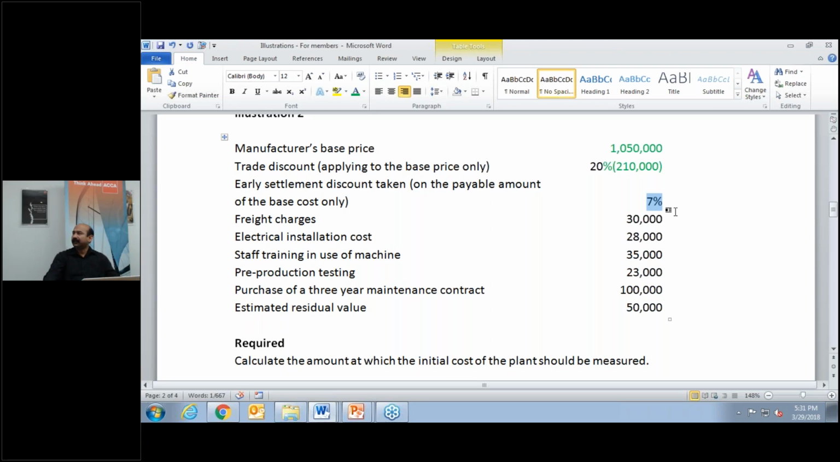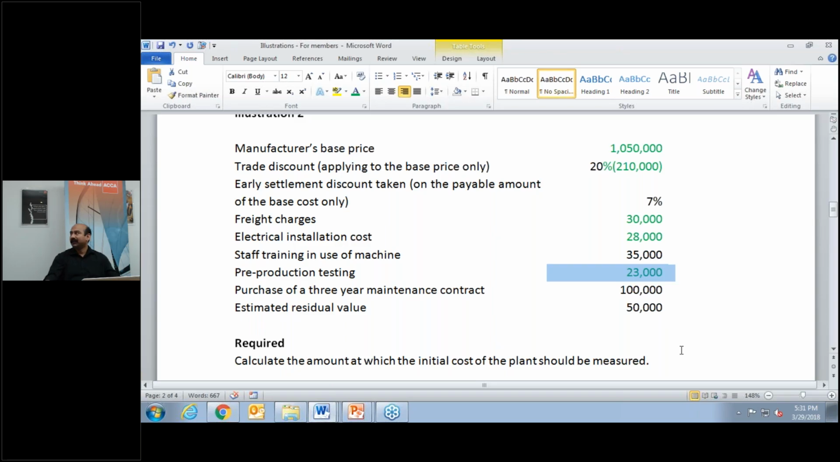As I explained earlier, freight charges will be added to the cost. Then electrical installation cost should be added. Staff training cost, I specifically mentioned, will not be included. Then pre-production testing, yes, it will be included. Then the maintenance contract will not be included. Estimated residual value will not be included.